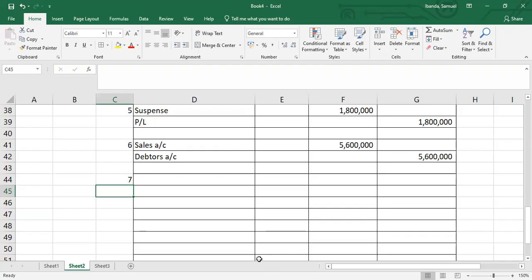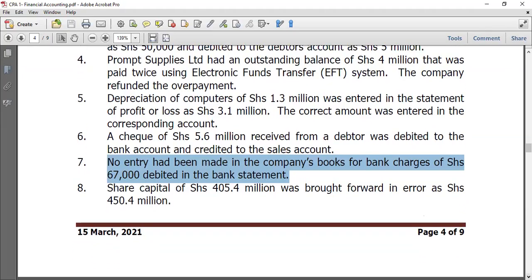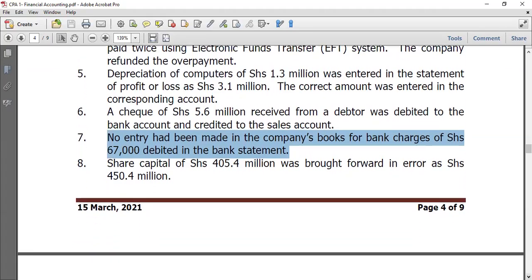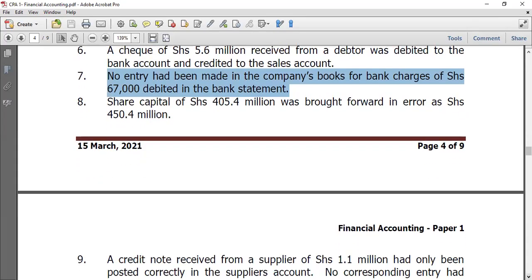Transaction number 7. They're telling me that no entry had been made in the company's books for bank charges, shilling 67. I already commented on this and said this was an error of what? This is an error of omission. So it means that I'm going to recognize the bank charges.